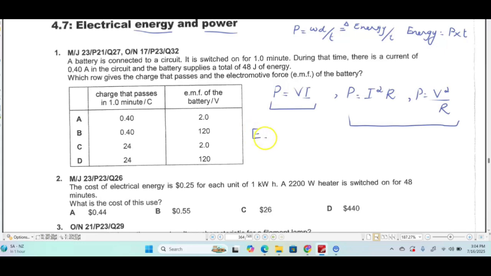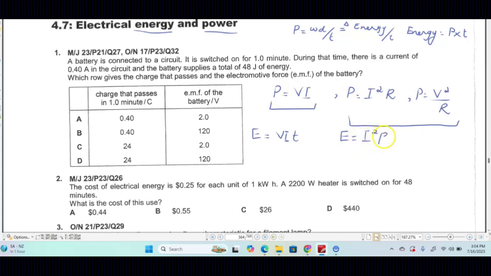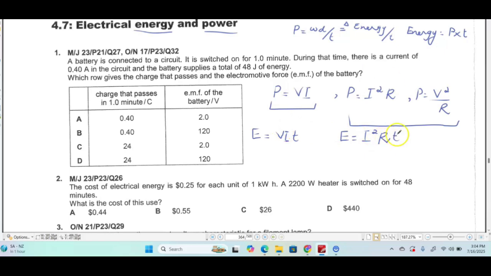Energy can be calculated using VIT, because power is equal to VI, and energy can also be calculated as I square R T, and energy can also be calculated by the formula V square over R times T. So these three formulas you should always remember and keep in your mind.